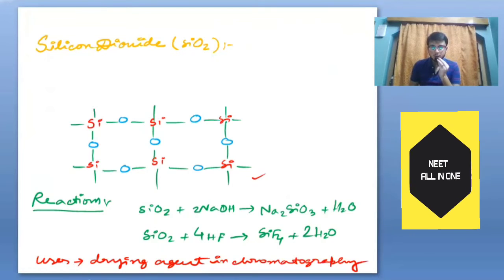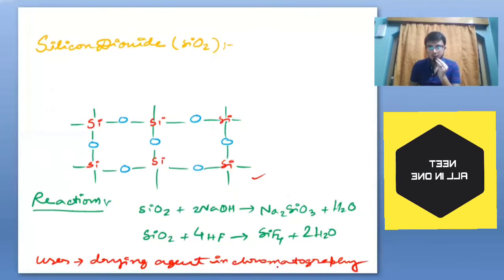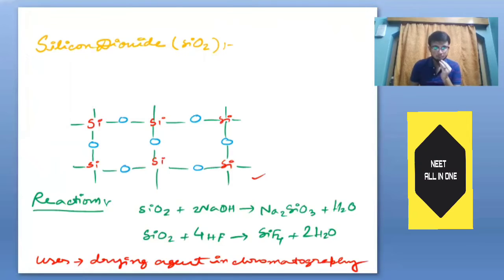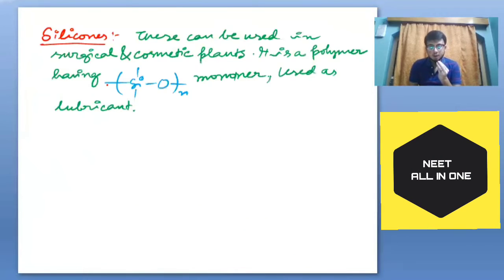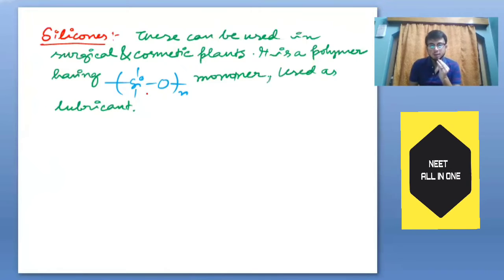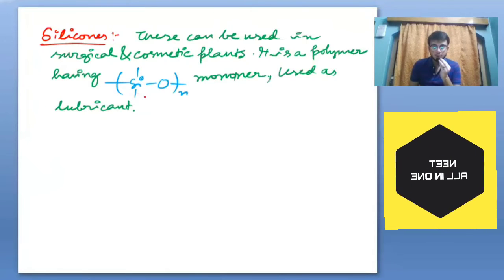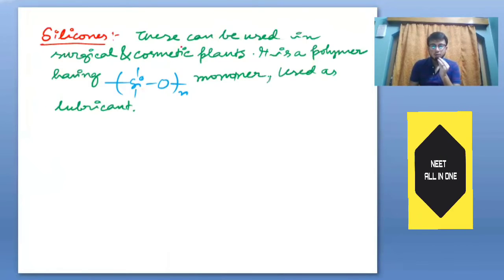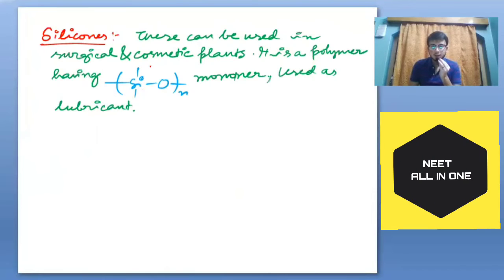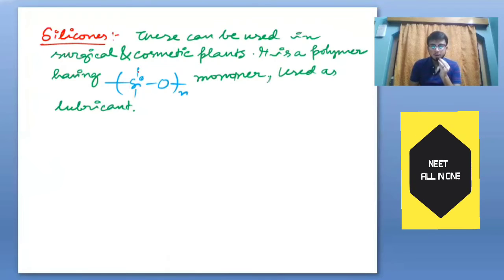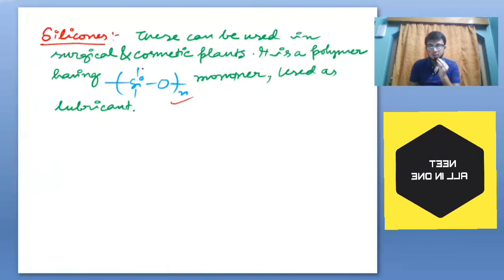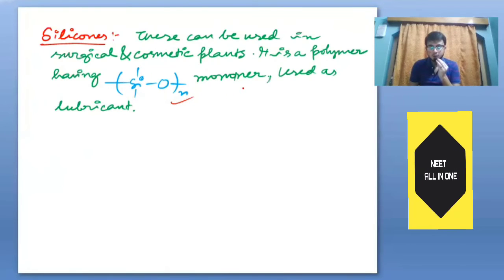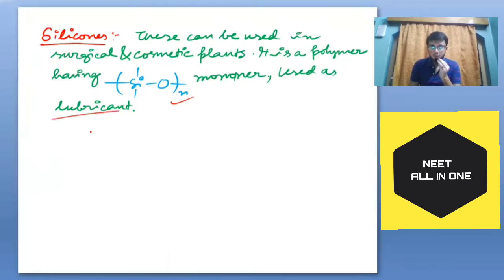What is the use of silicon dioxide? That is a drying agent in chromatography. Then after this comes silicones. Now what are silicones? Silicones are a type of polymer. Okay. Now where can this be used? This can be used in surgical and cosmetic implants. Okay. It is a polymer having this kind of structure. This monomer will look like this, and it is used as a lubricant.